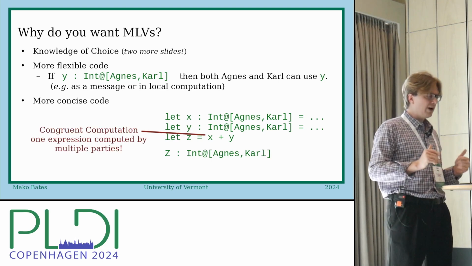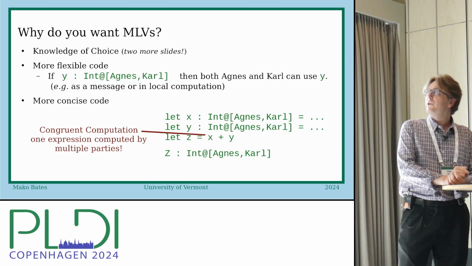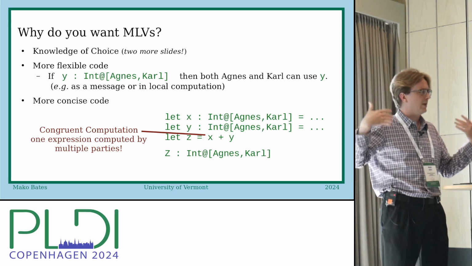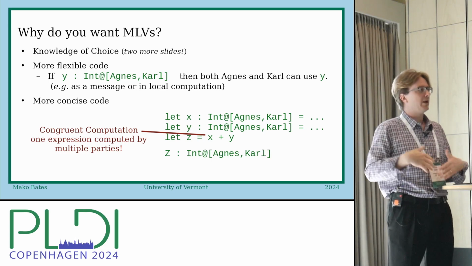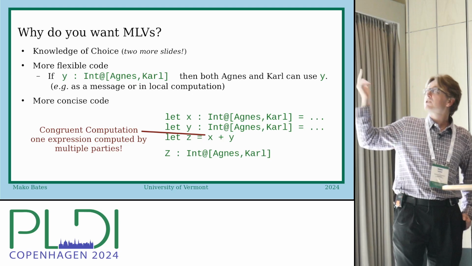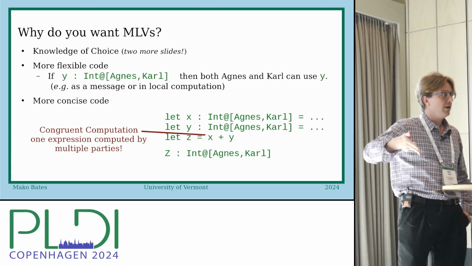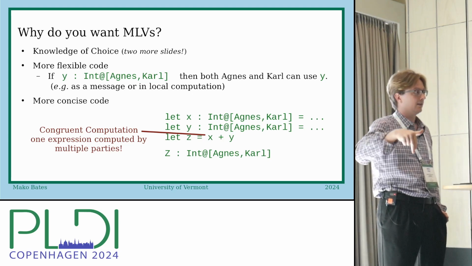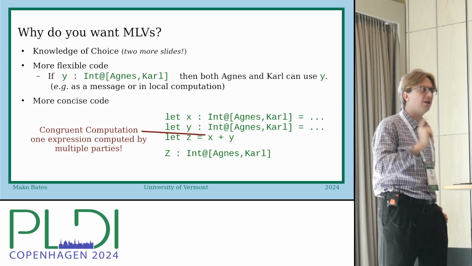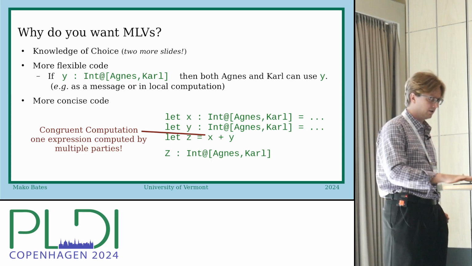When we were writing kλsmall, we didn't even bother naming this, but then we wanted to include it in the API for multicore, so we had to give it a name. We ended up with congruent computation because Agnes and Carl aren't just computing in parallel, they're actually computing the same thing. It's more than parallel, it's congruent. I realize I haven't told you guys about multicore yet.